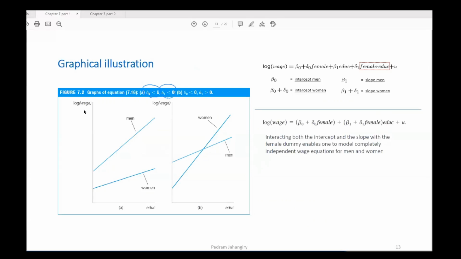So it says that females are going to start, if the education is 0, from a lower salary, and if the education increases, look at that, delta 1 is less than 0, so their slope is less than the slope for male. Or we can say, okay, females start from a smaller number, but their slope is higher than the slope for male. So at some point, let's say it's PhD, maybe females with PhD are going to earn more than males with PhD. But I don't think that's something that the data support.